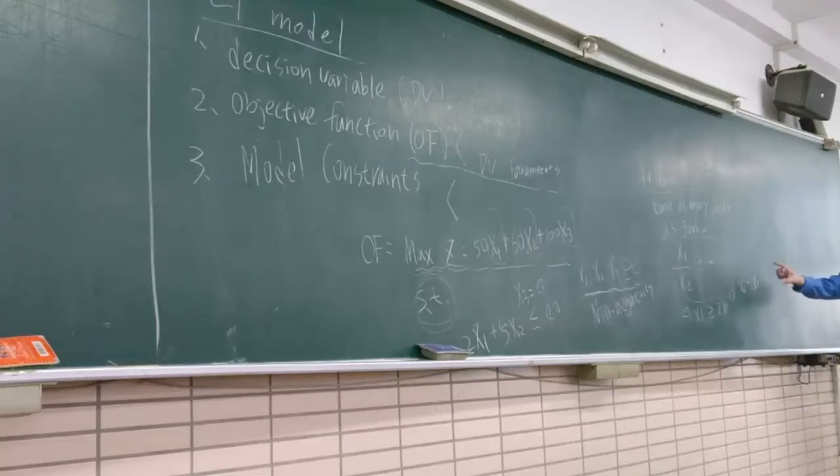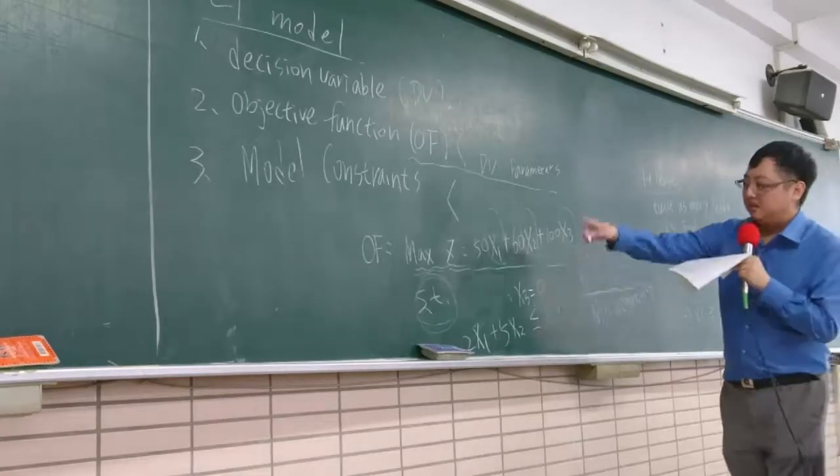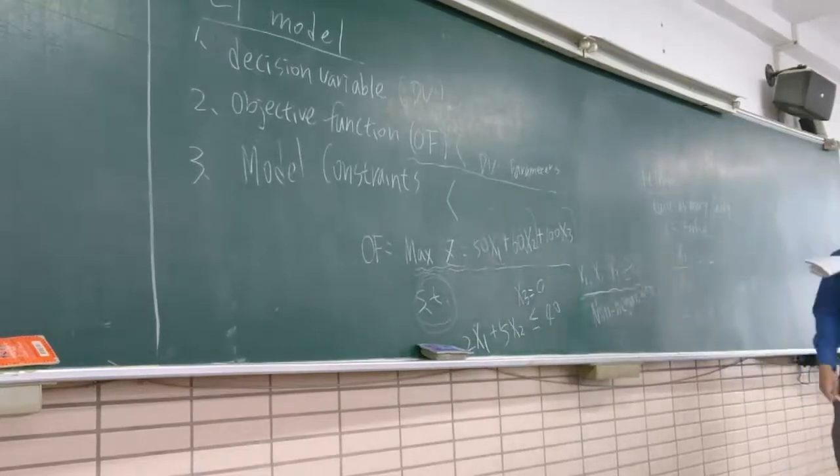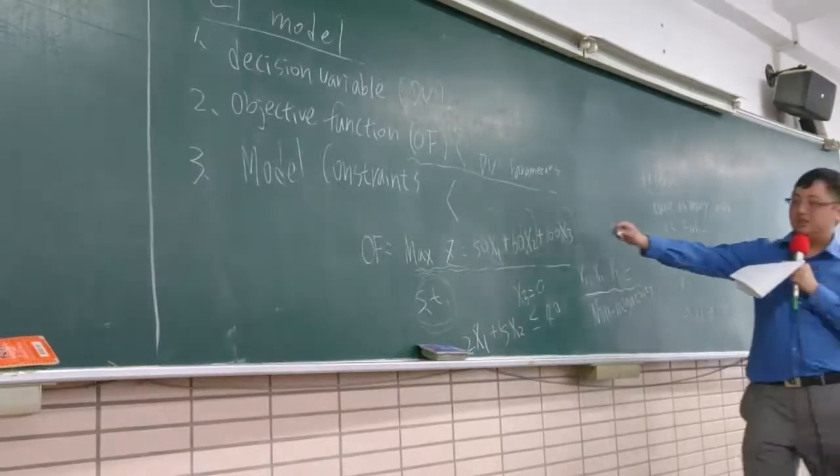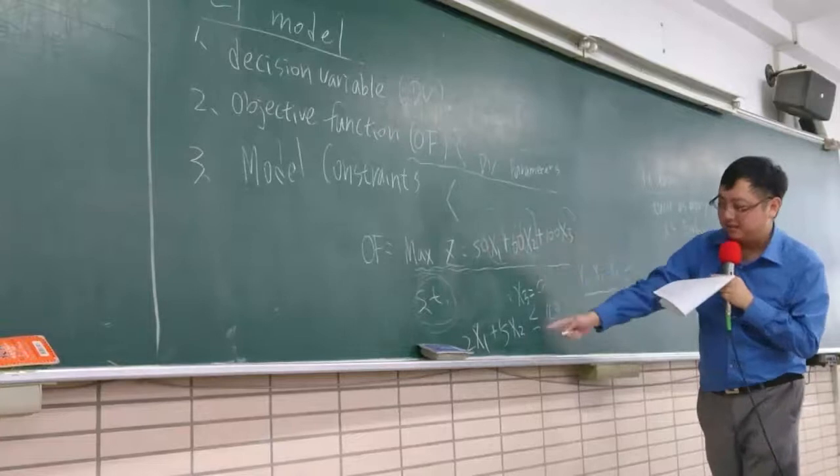Inequality does not change the sum because all x are greater than 0. So based on your both new order, now our linear programming model look like this. This is objective function and constraint now change.